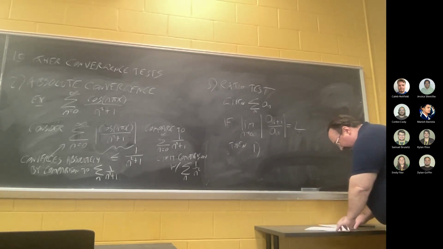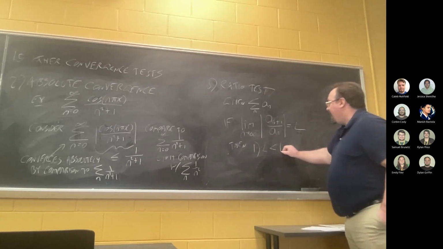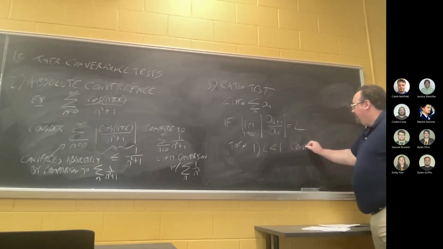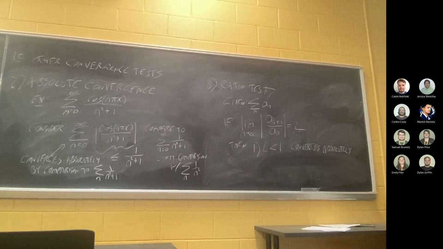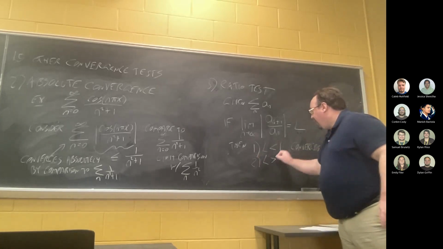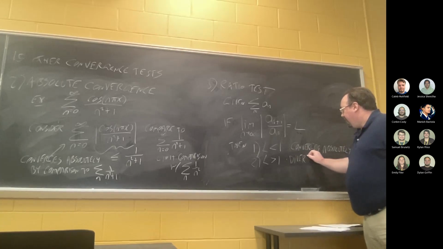I know it's all out of order. Okay. So first case, L is strictly less than 1. If that happens, the series converges absolutely. So that's the result we'd like to get. Second case, L is greater than 1. Then the series diverges.